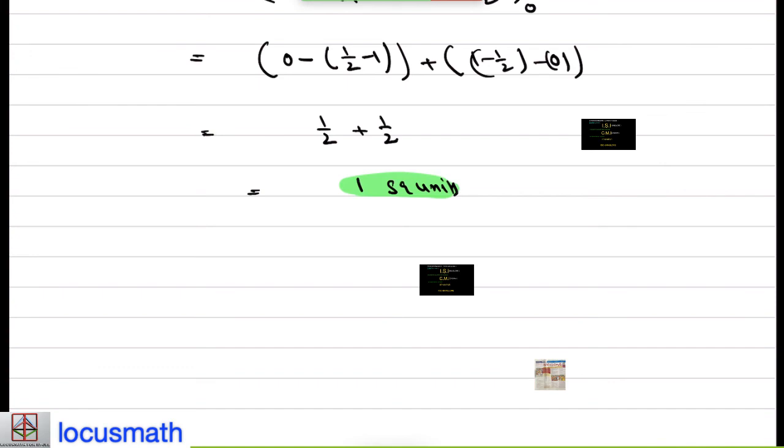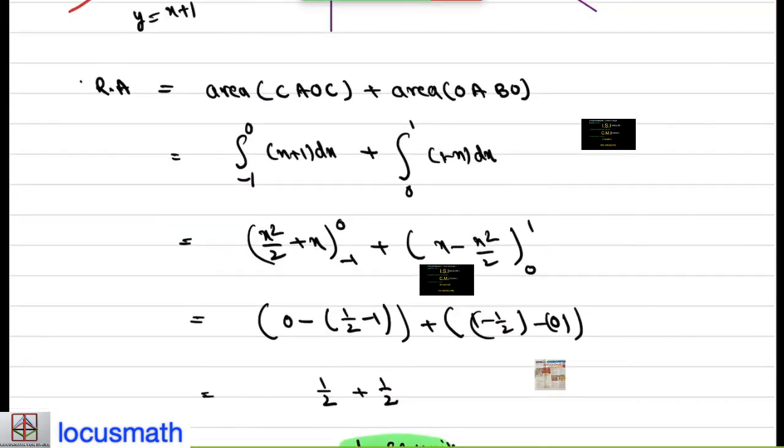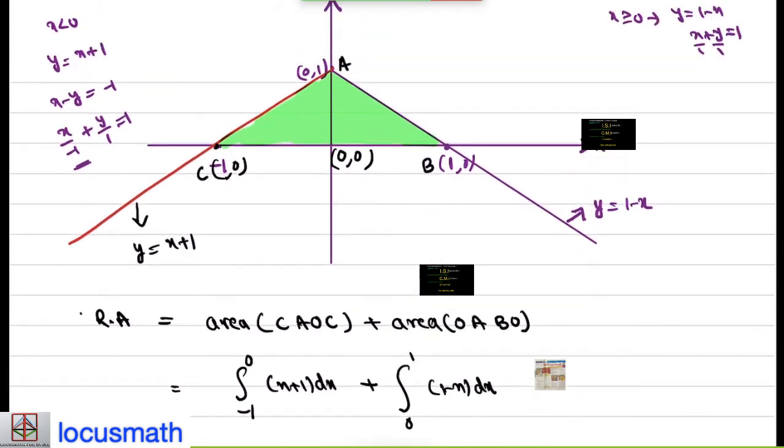One more thing: if you observe this graph carefully, this complete graph is y is equal to 1 minus mod x. So y is equal to 1 minus mod x is an even function. An even function is symmetrical about the y axis.